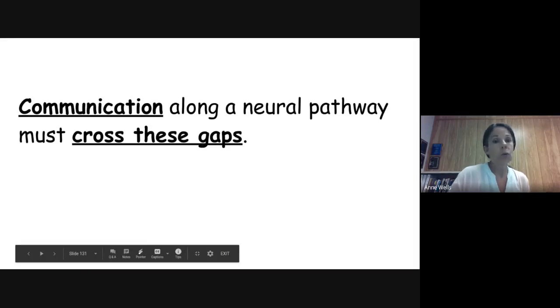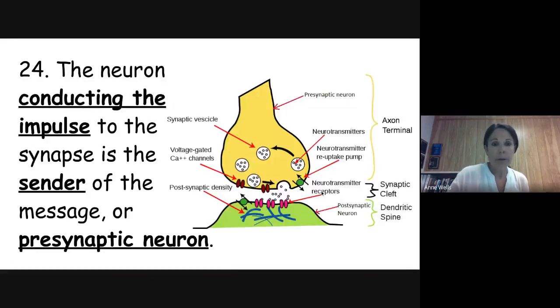Communication along a neural pathway must cross these gaps. The neuron conducting the impulse to the synapse is the sender of the message, or presynaptic neuron. So just think pre means before. So the side where the message is coming from is called the presynaptic neuron.